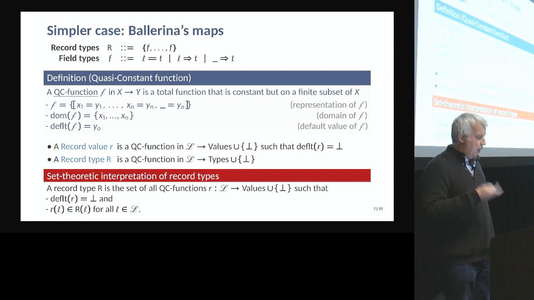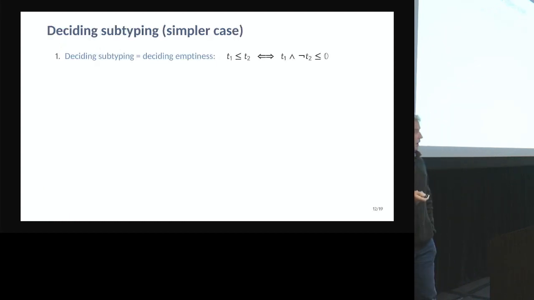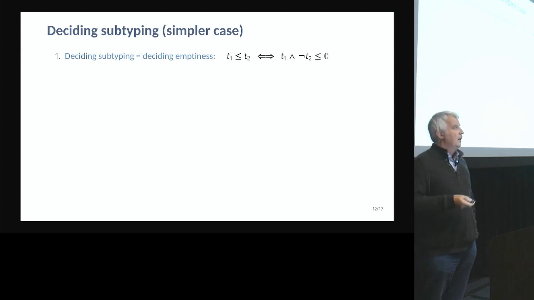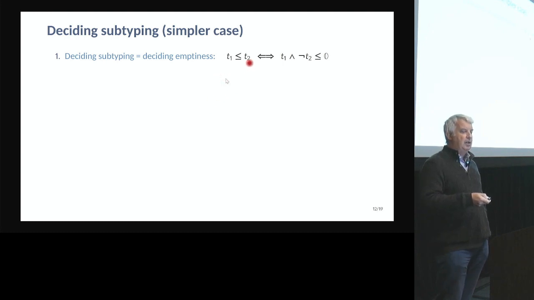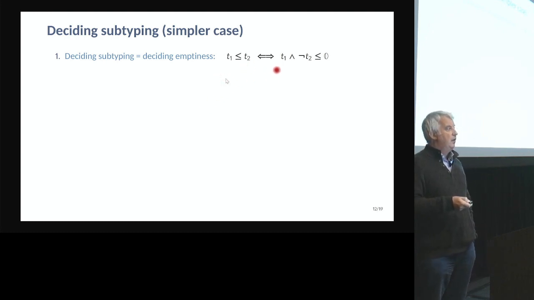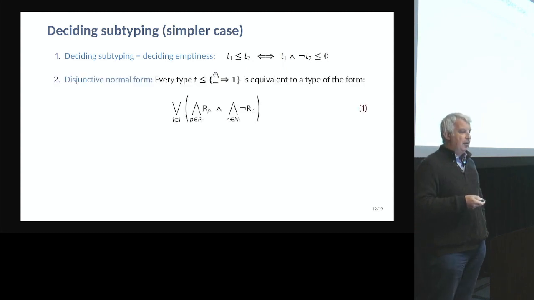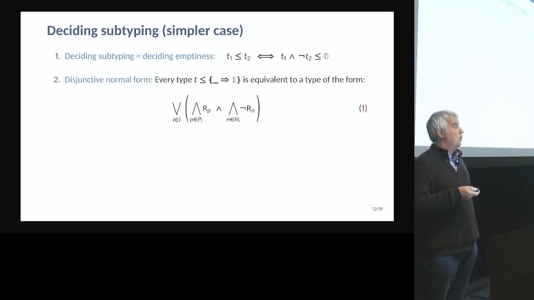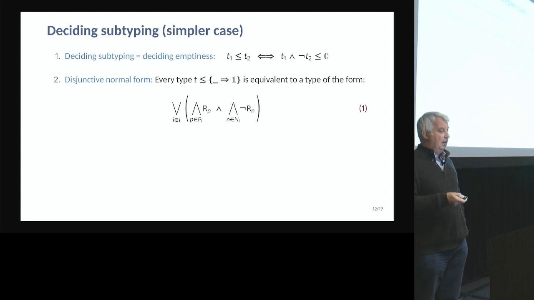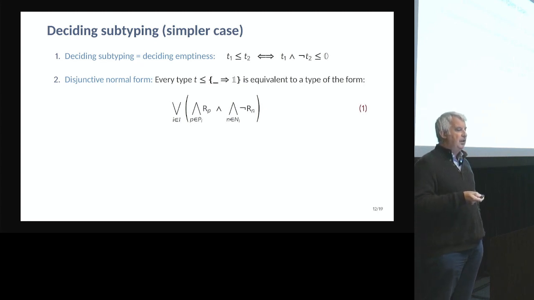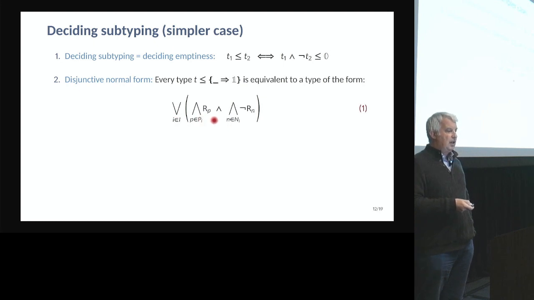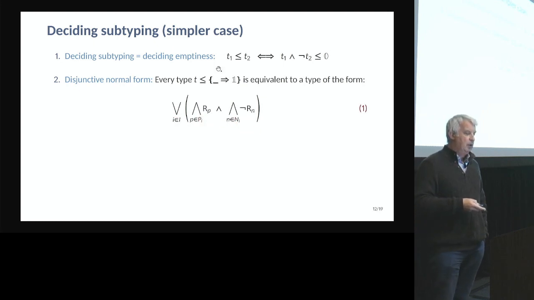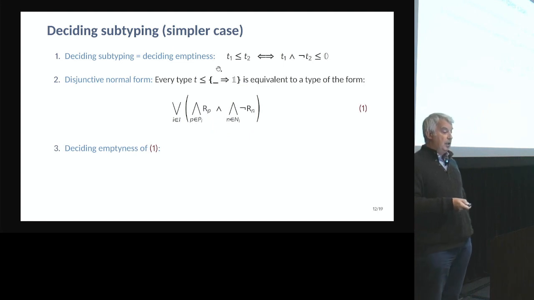Okay, so now we can use this interpretation to decide subtyping. First observation: deciding subtyping is equivalent to deciding emptiness of a type, because T1 is smaller than T2 if and only if T1 intersection not T2 is empty. Second, every type which is smaller than the open record can be put in a disjunctive normal form, that is a union of intersections of records and negations of records. So we have to decide the emptiness of this union. Therefore, we have to decide the emptiness of each term in there.